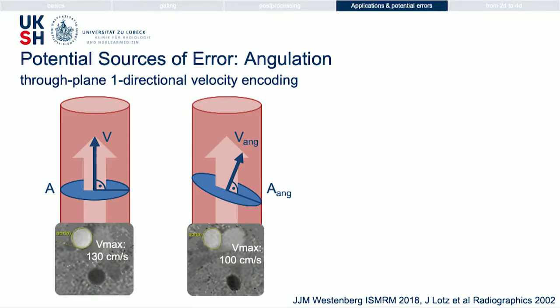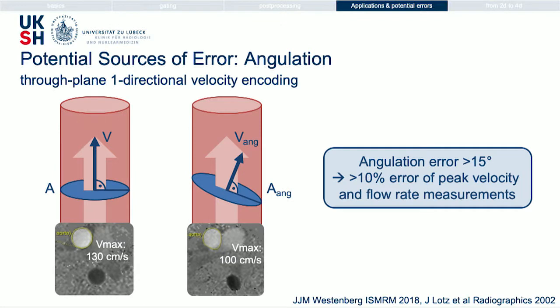And we did this explicitly in a healthy volunteer. And you can see with a misangulation, you underestimate the peak velocity. And an angulation error of about 15% leads to 10% error of peak velocity and flow rate measurements. So you need to be careful. This is nothing you can adapt after you've done your measurement. You need to be careful when planning your measurement that you're really strictly orthogonal to the flow.